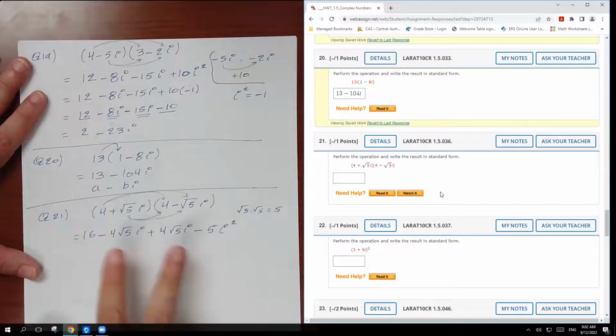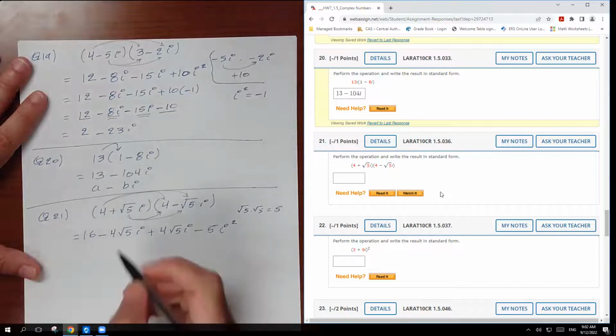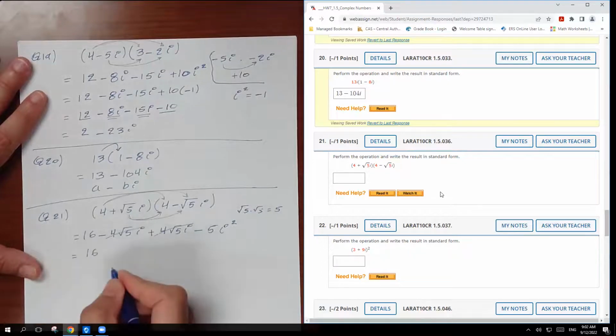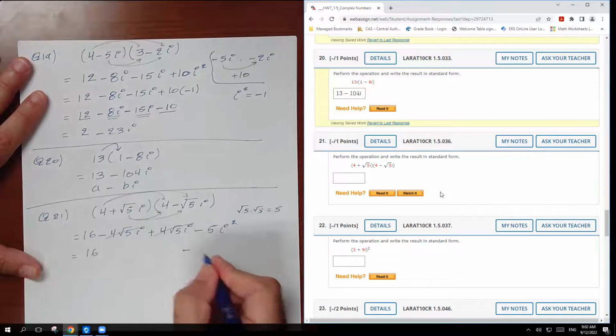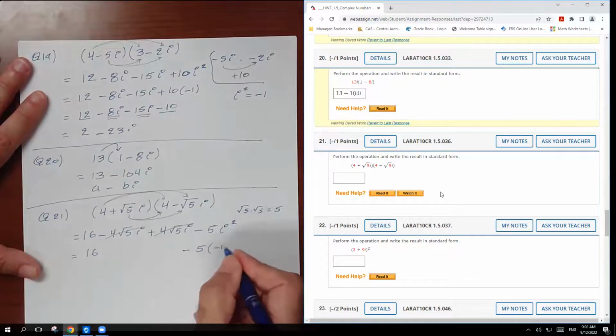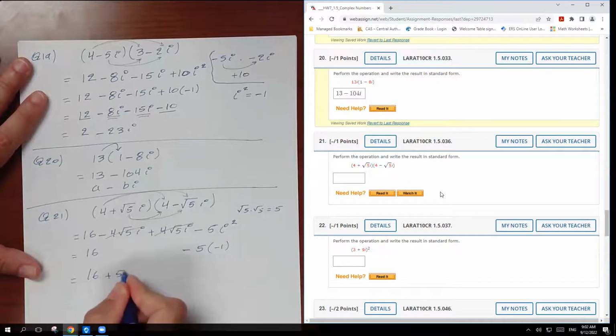If you look to this part here, minus 4 square root of 5 and plus 4 square root of 5, that means this one is 0 with this one, so just cancel it. So this one is going to be 16 minus 5. i squared is going to be negative 1. So it's going to be 16. Negative 5 times negative 1 is going to be positive 5. And the result is going to be 21.